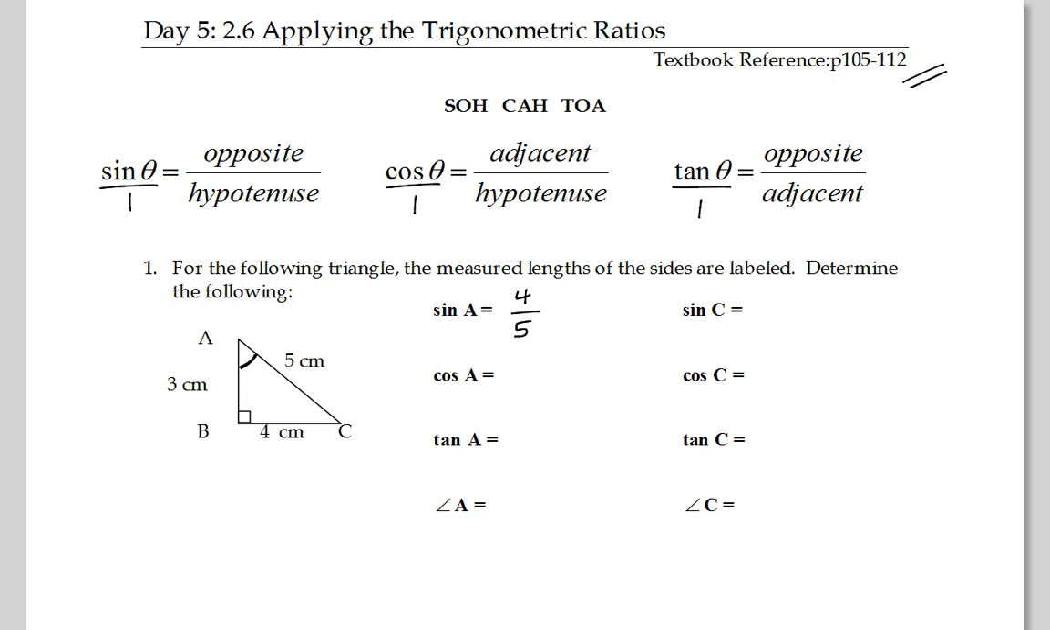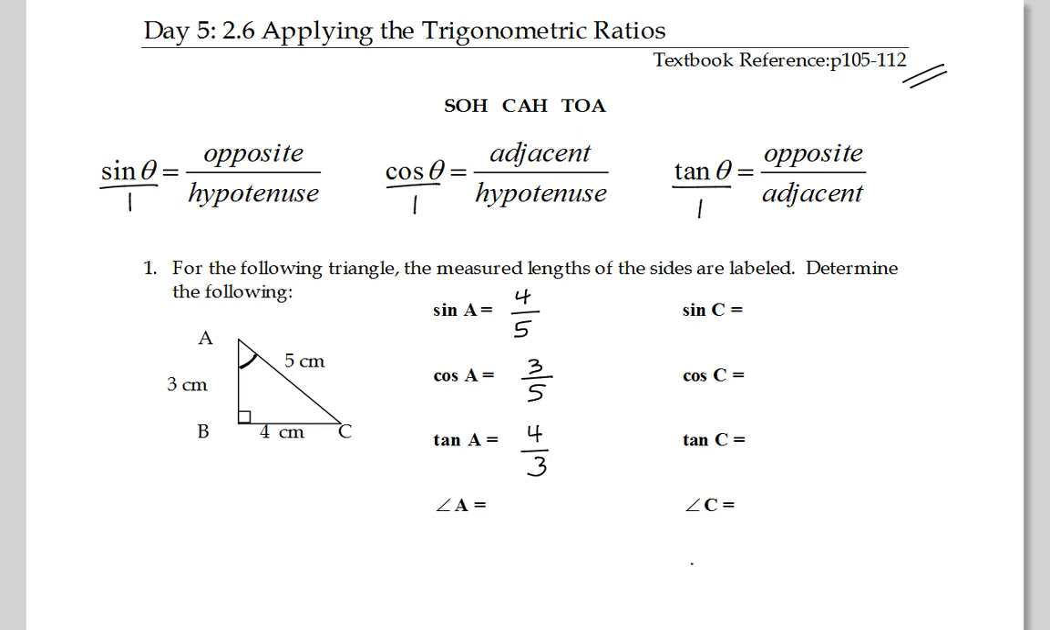So if sine A is 4/5, what does cos A have to be? 3/5. Good, because both sine and cos are related to the hypotenuse. One will do op, the other will do adj. And finally, tangent, op over adj, 4/3. Excellent.